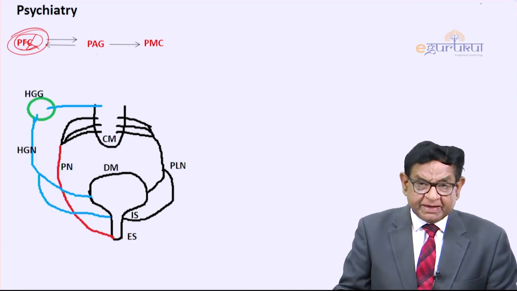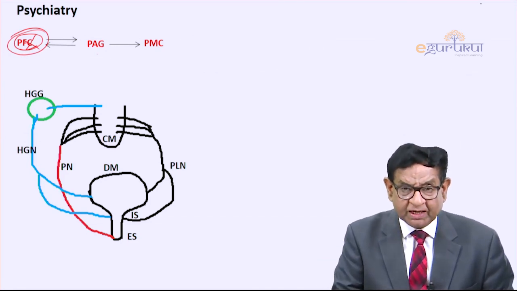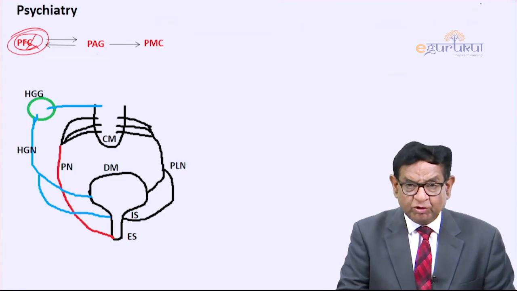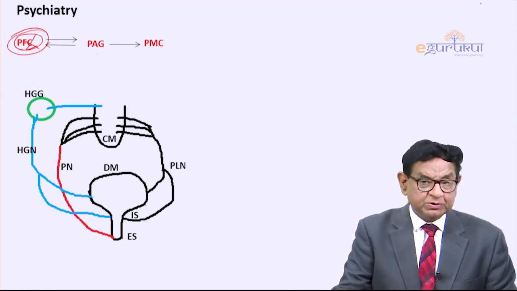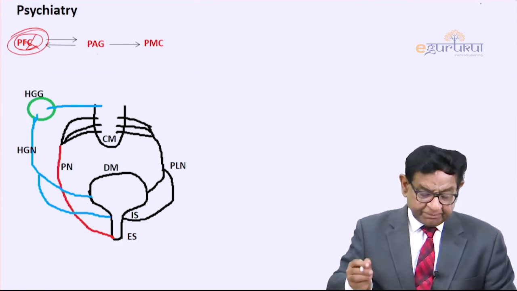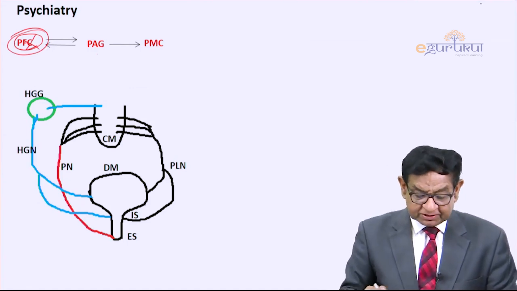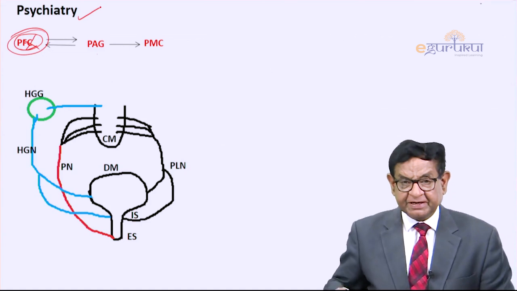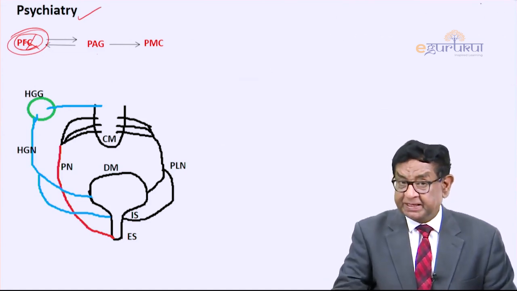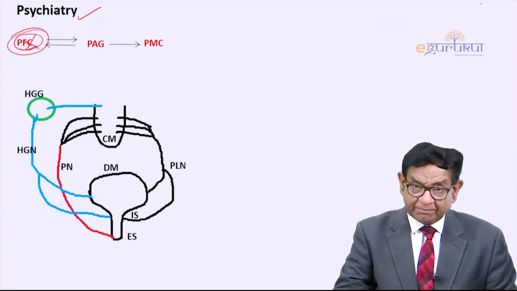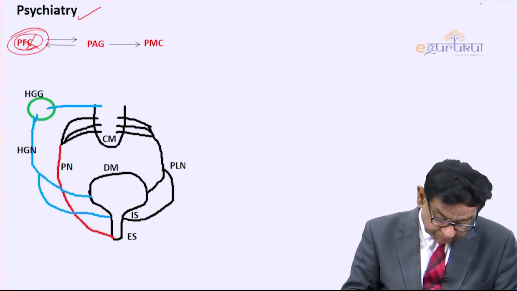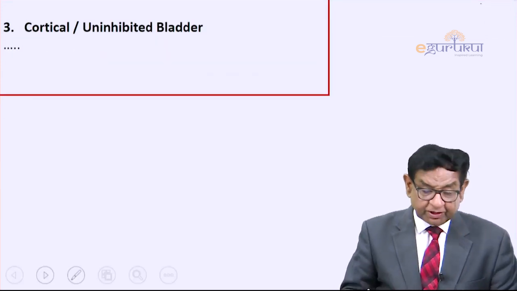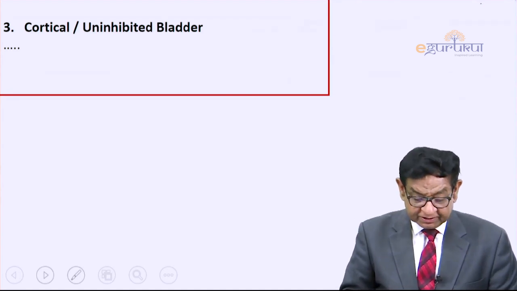Suppose you find an adult man passing urine in front of the whole class, in front of the whole gathering or in the open corridor. That's not a socially acceptable behavior. So, when the disease occurs in PFC, the social inhibition is lost and the patient is usually considered a psychiatric patient, because passing urine in public by an adult is not socially acceptable behavior. This is the psychiatry aspect of the urinary bladder. Okay. So in cortical lesion, uninhibited bladder, social inhibition is lost. I just discussed just now.